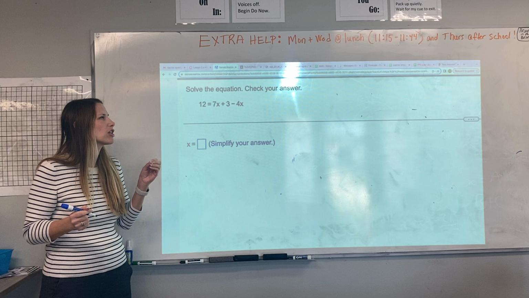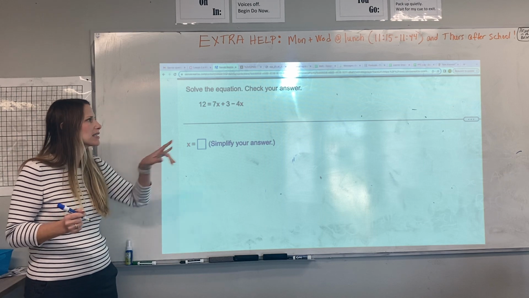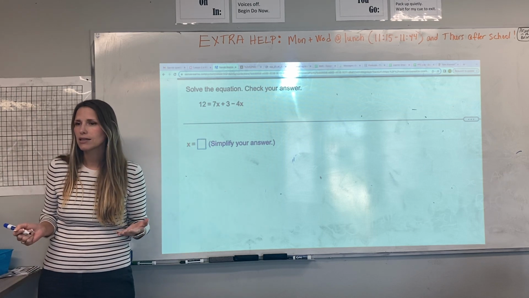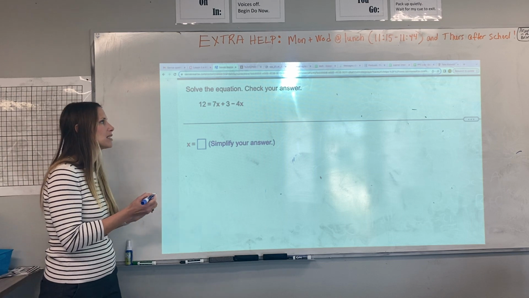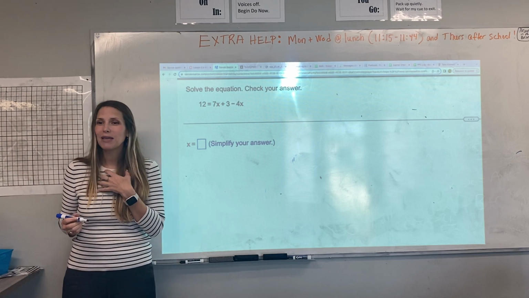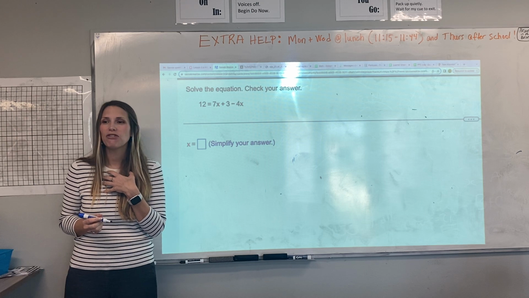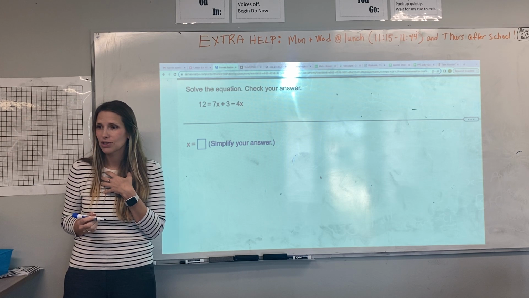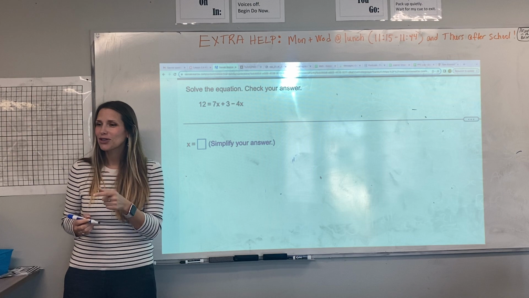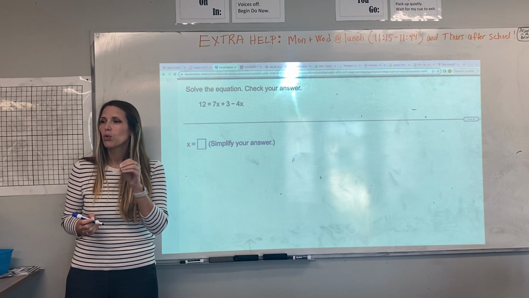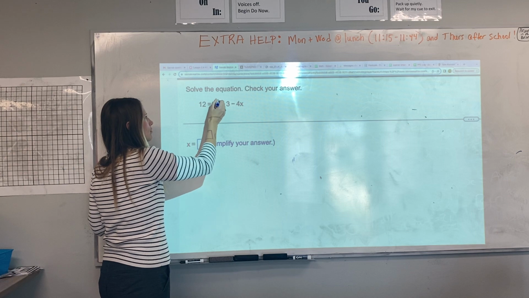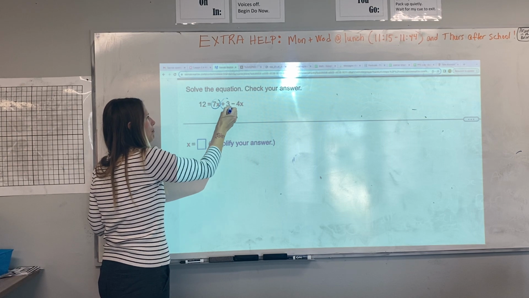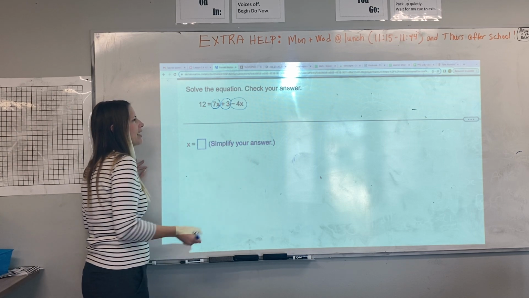So we're solving for the value of x, but x is in 2 places. So what do we do? Combine like terms. And if you know me by now, what do I do before I try to combine like terms? Circle your terms with their signs. So I'm going to circle my 7x, my positive 3, and my negative 4x.